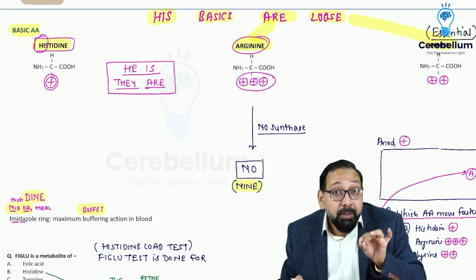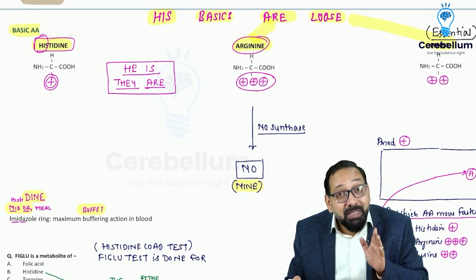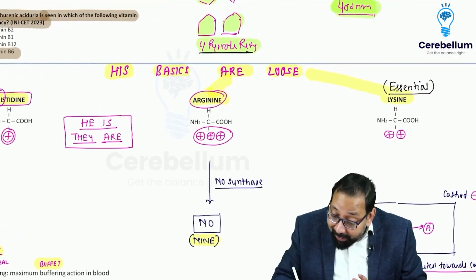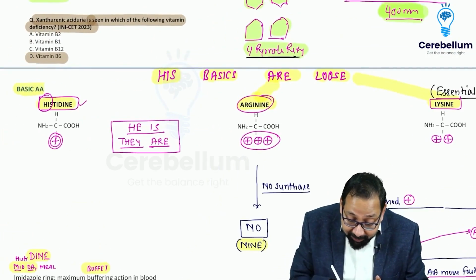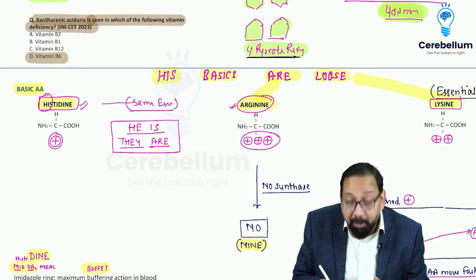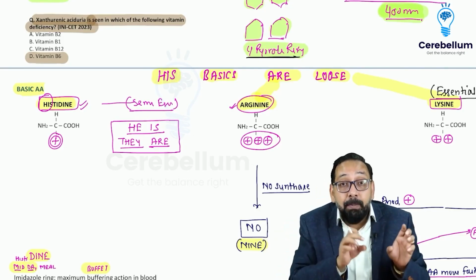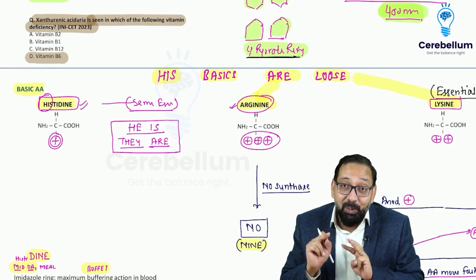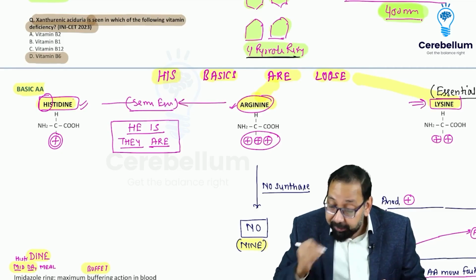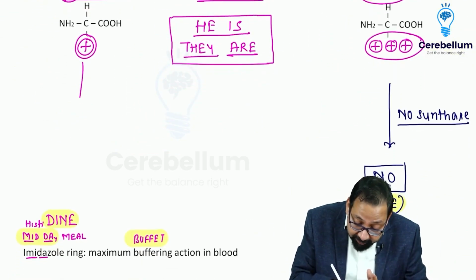Now we remember that basic amino acids are basic needs in our body, meaning basic amino acids are either essential or semi-essential. We found that lysine is essential while histidine and arginine are semi-essential. How will you remember? Basic amino acids are basic needs in our body, just like roti, kapda or makan. Three things, these are three amino acids. Out of these three, histidine and arginine are semi-essential. Lysine is essential.